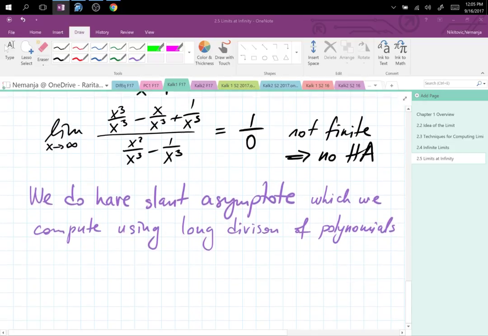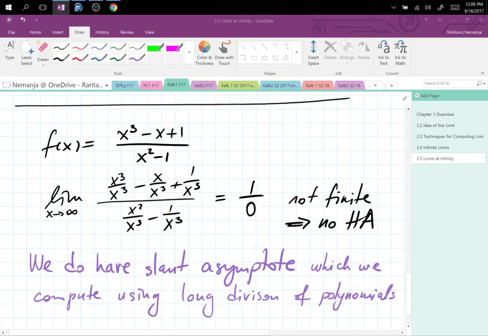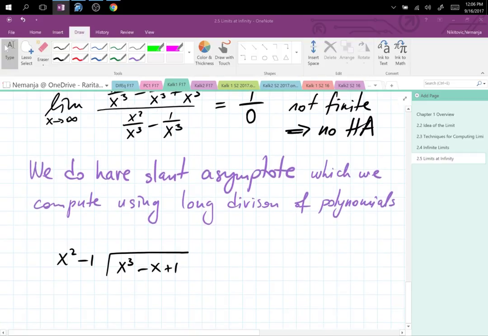So I will divide x squared minus 1 into x cubed minus x plus 1. x squared goes into x cubed x times. Multiply back, we get x cubed minus x, right? When we subtract that, they all cancel, and then we have the 1, and then x squared doesn't go into 1, so we're technically done.